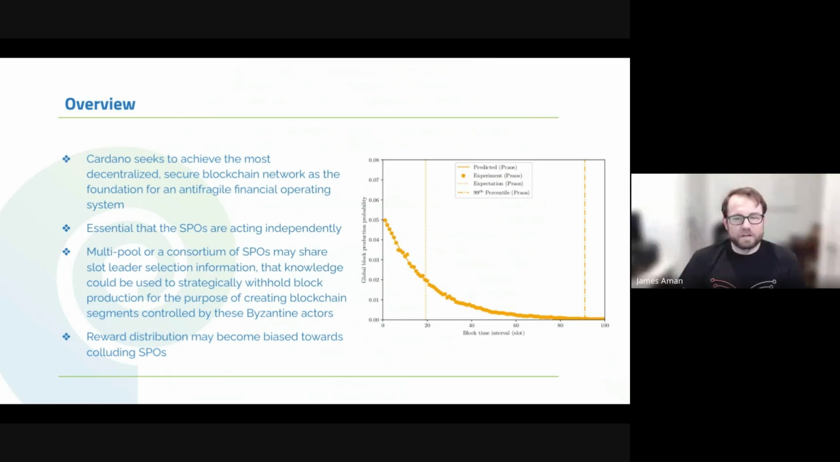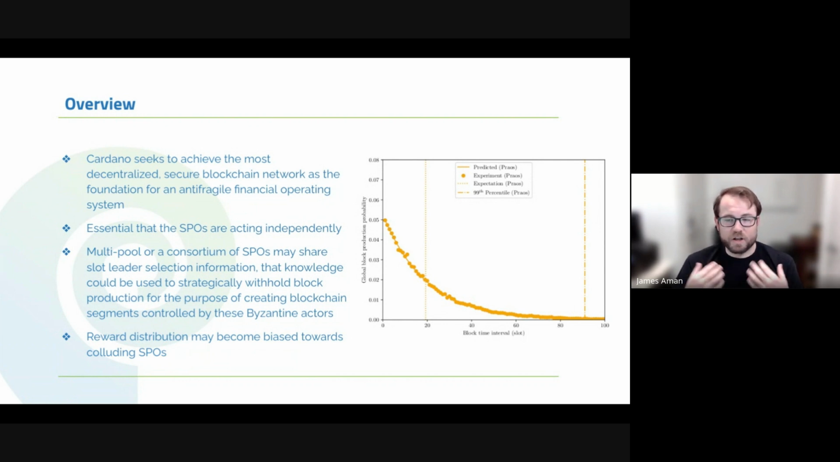Hi everyone, I'm Dr. James Amon. I'm a lecturing professor at Rice University and a software engineer for Web3 systems. Specifically in the context of Cardano, what we're thinking about today is the propagation of blocks through the network and how that affects, in the most foundational sense, the rewards that are distributed to the SPO operators.